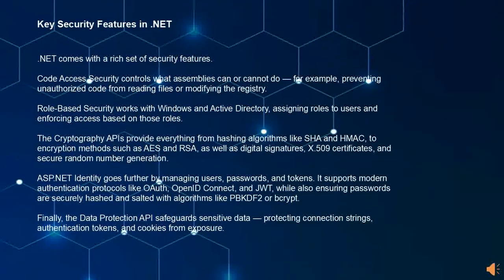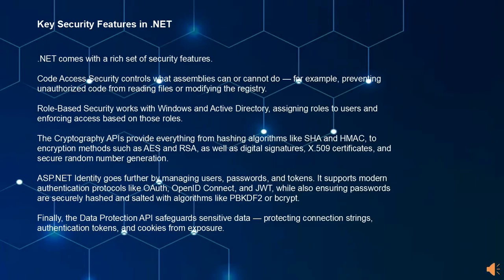.NET comes with a rich set of security features. Code access security controls what assemblies can or cannot do. For example, preventing unauthorized code from reading files or modifying the registry. Role-based security works with Windows and Active Directory, assigning roles to users and enforcing access based on those roles.